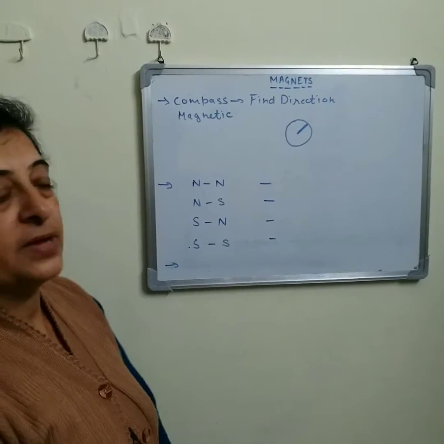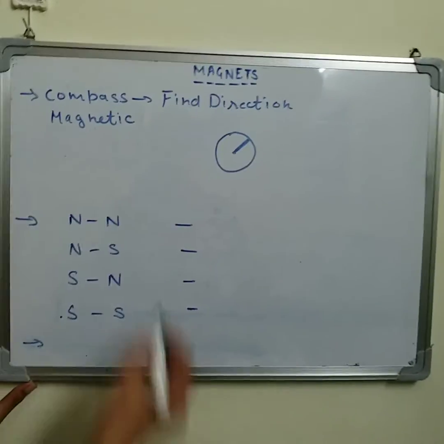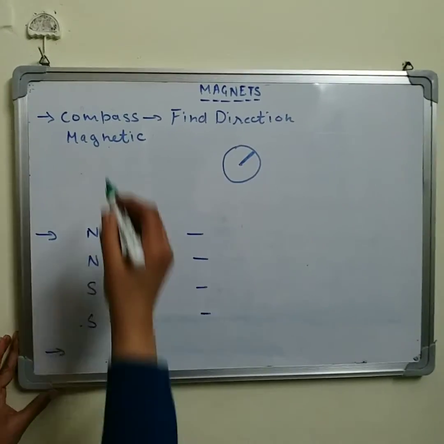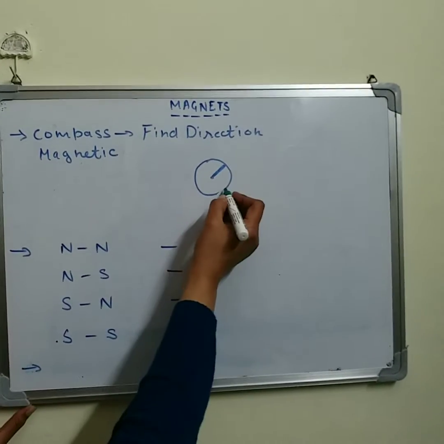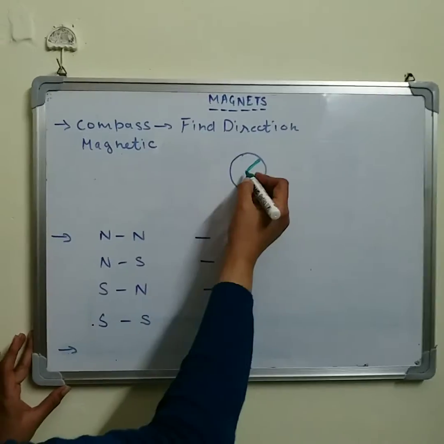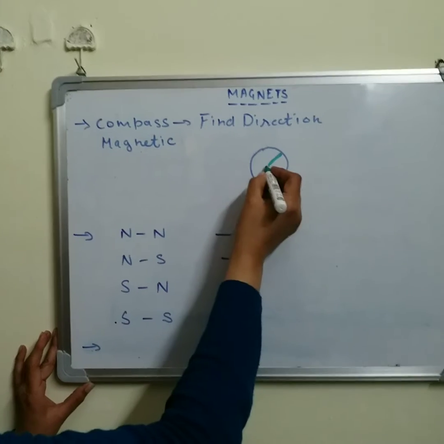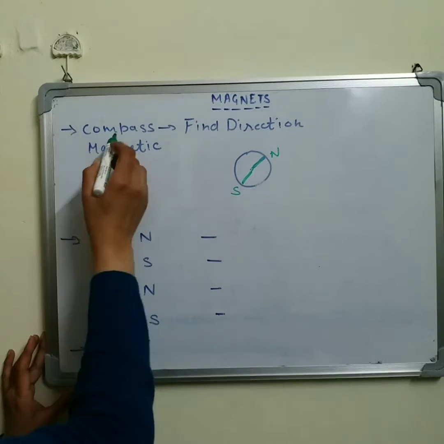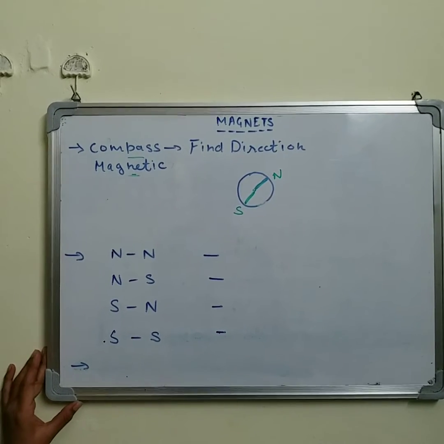Now we will discuss how a magnetic compass can be used to find direction. A magnetic compass is a device, an instrument which is used to find direction, because a magnetic compass is comprised of a magnetic needle which moves freely around a point. When it comes to rest, it always points towards the north and south direction. That's why a magnetic compass is used to find the direction.